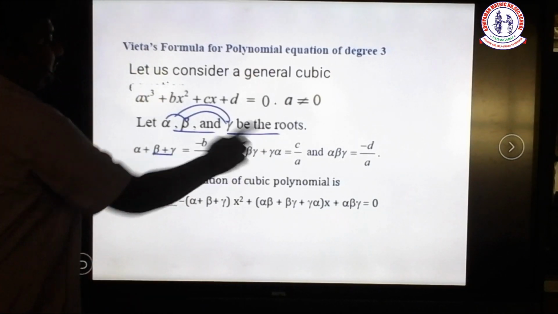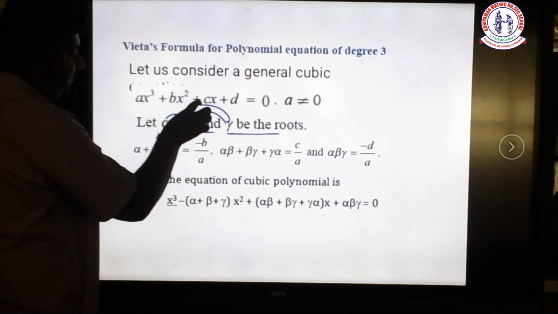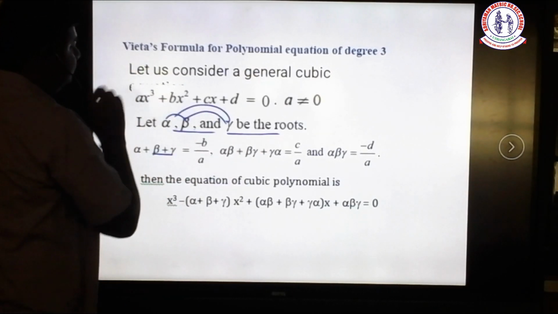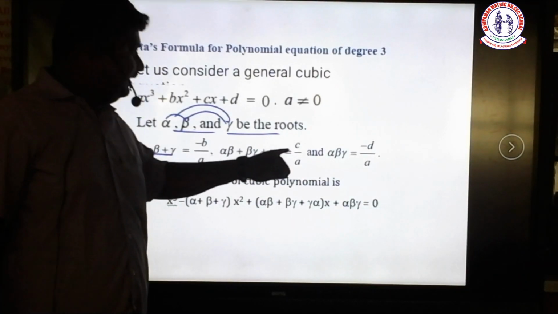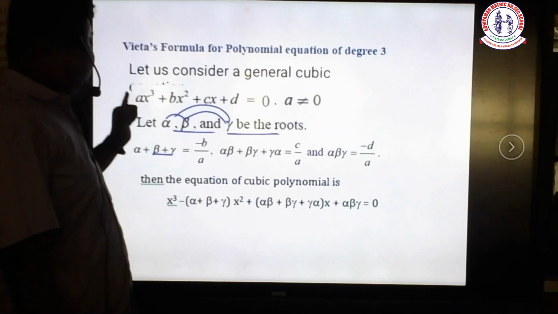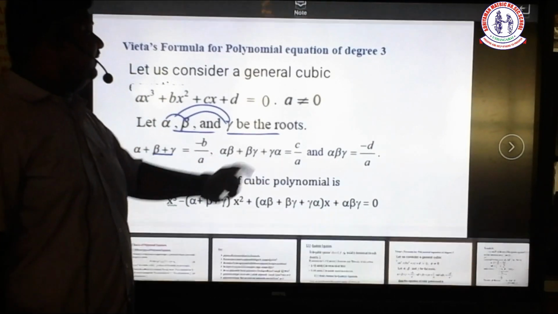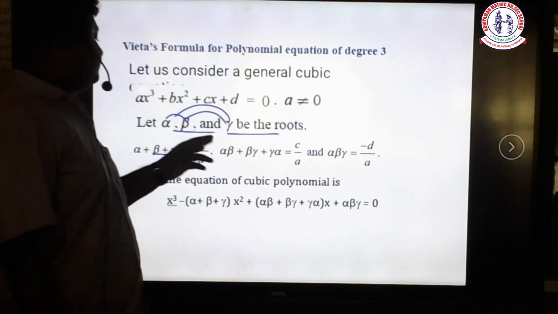Once again, how did this formula come? I already told you: plus, minus, plus. The coefficient here is c and the other coefficient is a, so c by a. That's why I present c by a here. Why do we put plus? Because of the alternating symbols plus, minus, plus. So c by a. Next, we have finished with 2 terms.